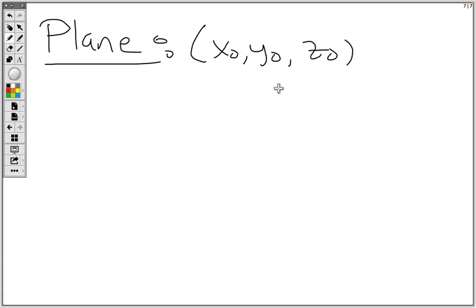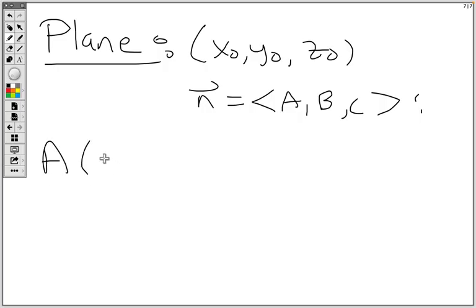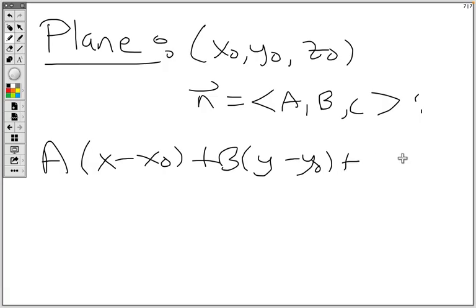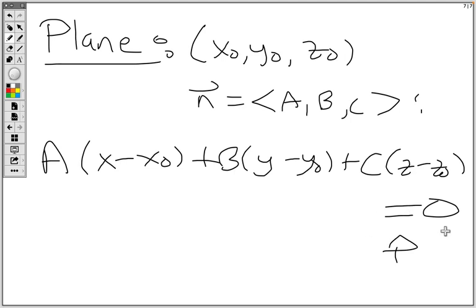We had a point and a what? Normal vector. And so if we had the normal vector, say a, b, c, then we get the equation of the plane a times x minus x naught plus b times y minus y naught plus c times z minus z naught all equal to 0. Don't forget the equal to 0 part. Okay? And this came from the dot product.